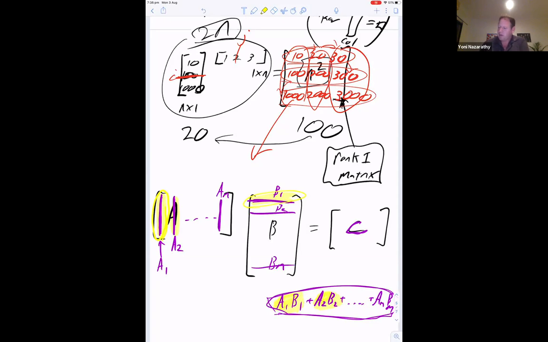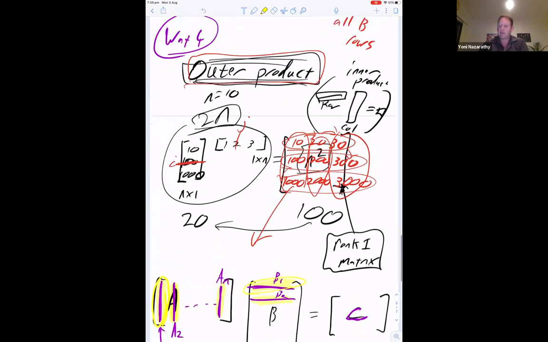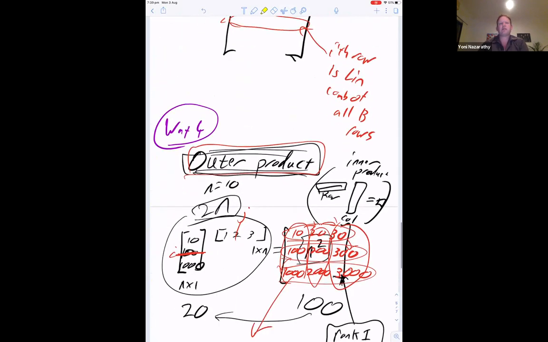So this one here, A2, B2, is the outer product of this guy and this guy. So it's also just a little information matrix. And this is the last one. Okay, so that's wave four. Questions about this so far?